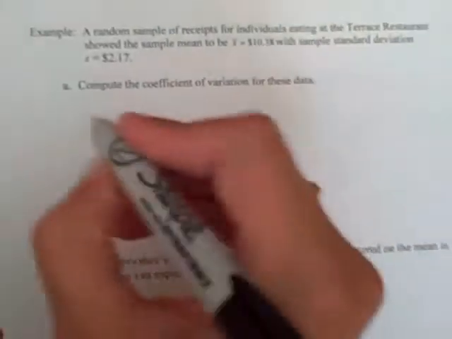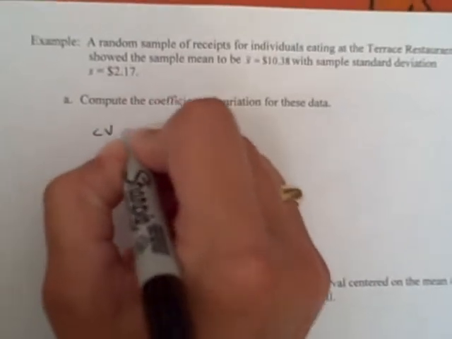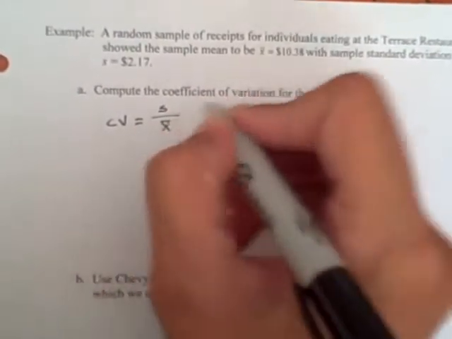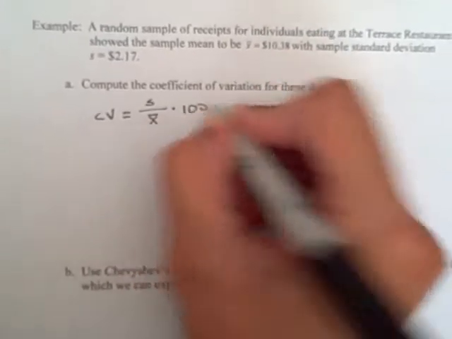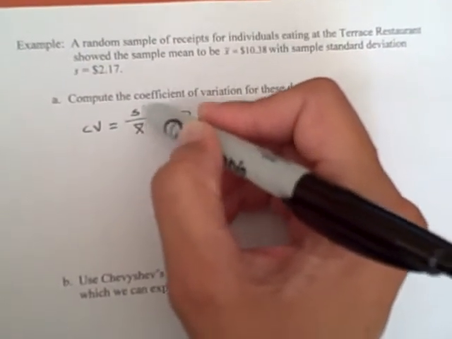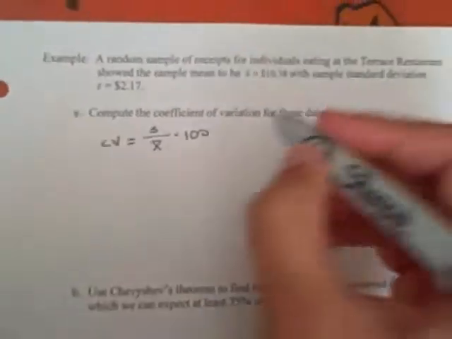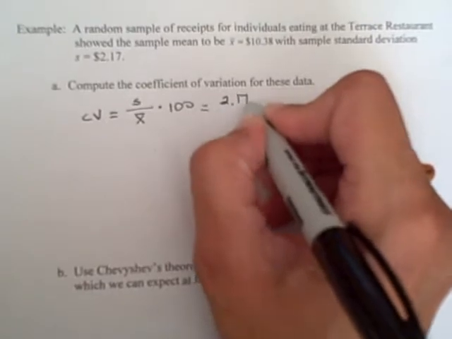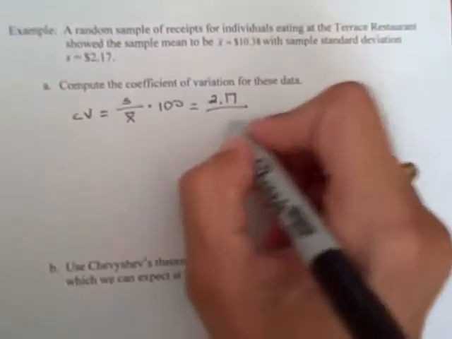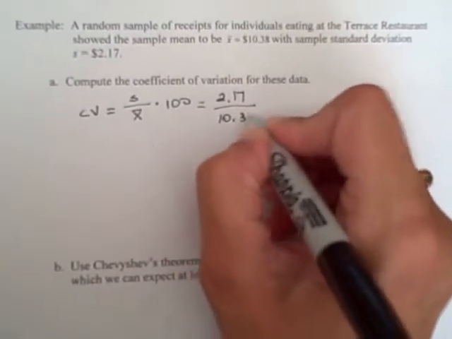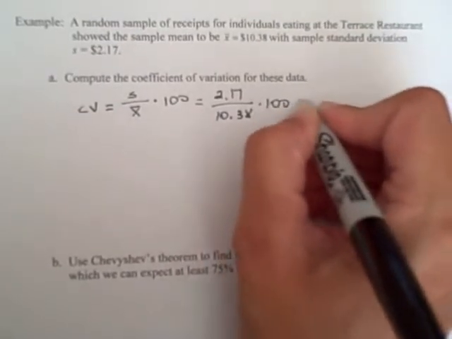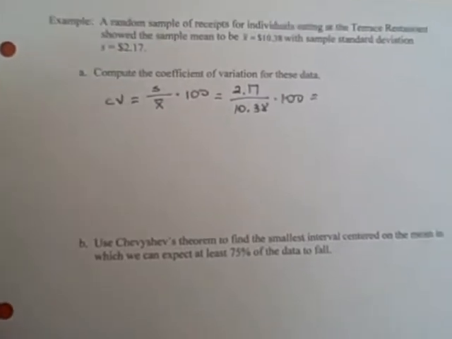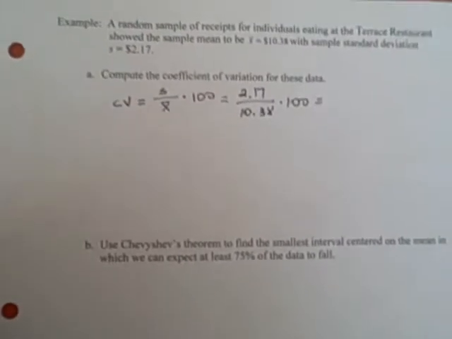So the coefficient of variation, I'm just going to call that CV. That was the standard deviation divided by the sample mean times 100. When we divide here, the units cancel out, and multiplying by 100 is going to make it a percent. So we're going to take the $2.17 and divide it by the $10.38. Okay, so when I do that, let's see, 2.17 divided by 10.38.